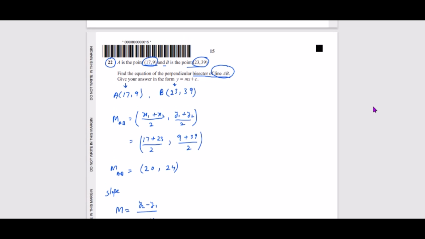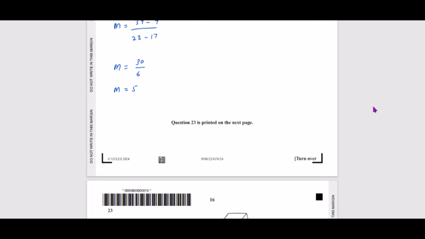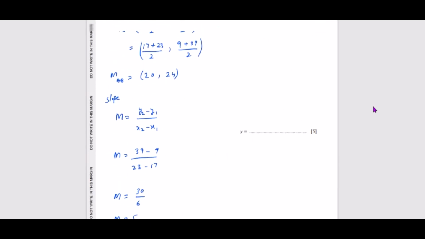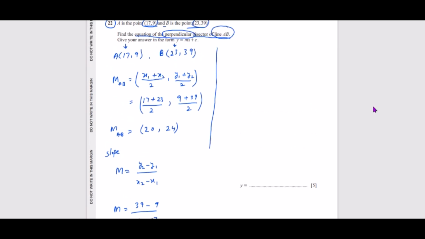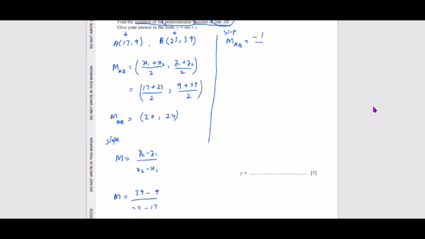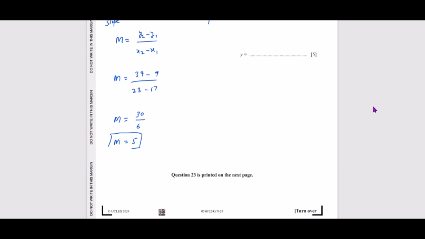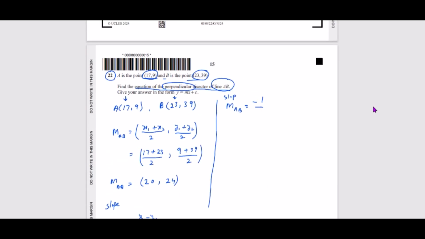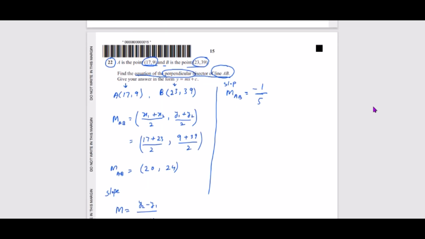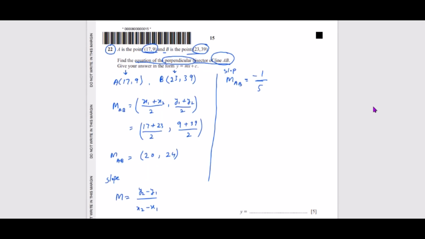Now we have to find the equation of the perpendicular line. So the slope of the perpendicular line is equal to minus 1 over the required slope. The required slope m is equal to 5. Now we are able to find the equation of the perpendicular line.